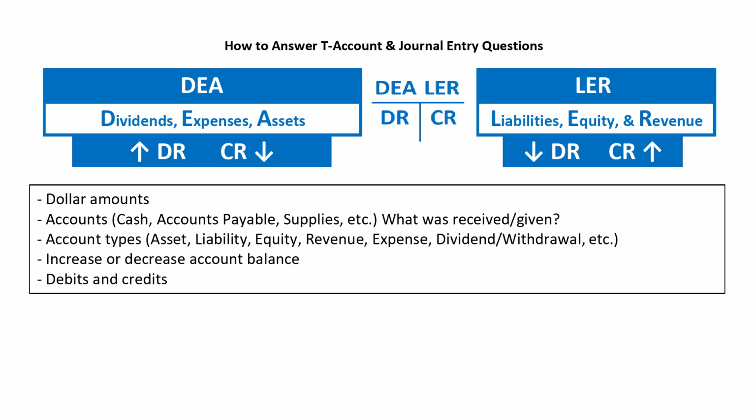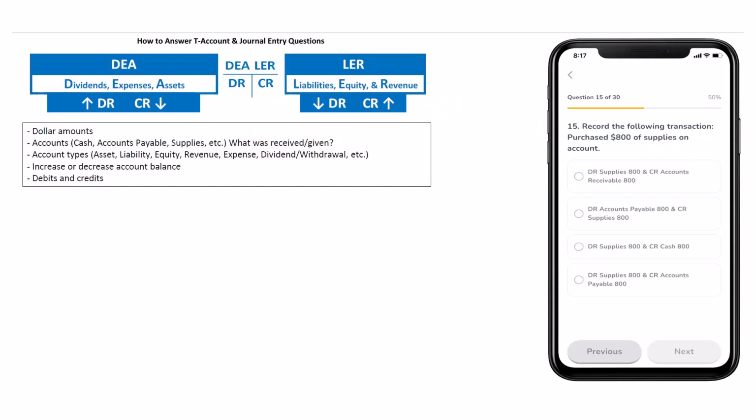So now let's do an example where we can actually apply these steps. Here's a screenshot of a practice question from my app, Past Financial Accounting Class. As you can see, the question reads, record the following transaction. Purchased $800 of supplies on account. Assuming we already know DEALER, we want to identify the dollar amount. For this question, it's going to be $800.